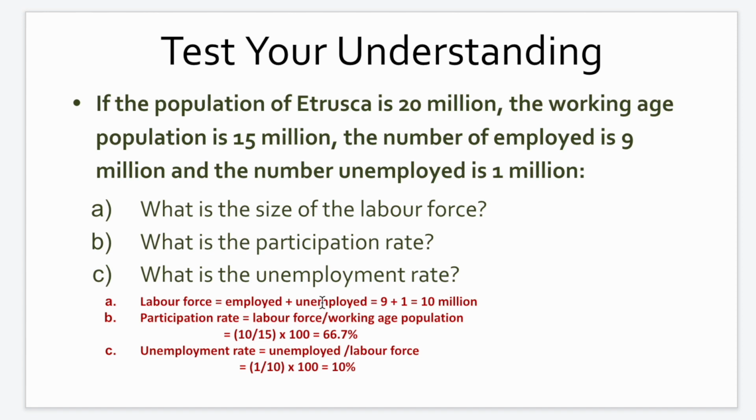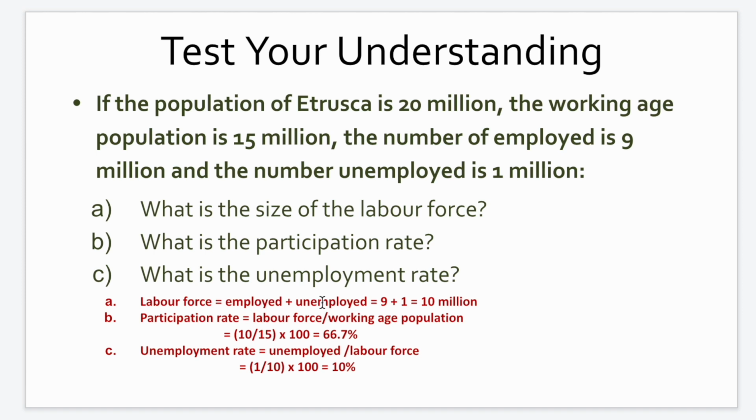The next question asks about the participation rate. Now, keep in mind that the participation rate is really a function of the labor force divided by how many people are in the working age population. So in this particular instance, we got a total labor force of 10 million, a working age population of 15 million. So that means we have 66.7% of the population at work or effectively looking for work.